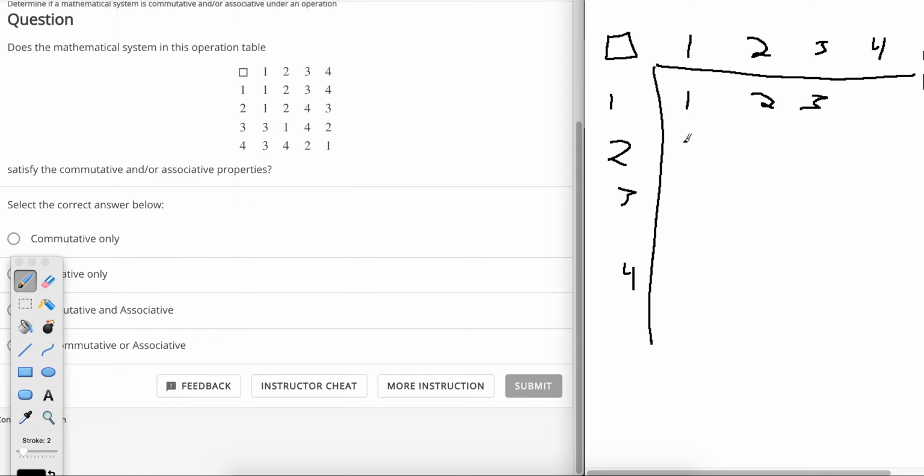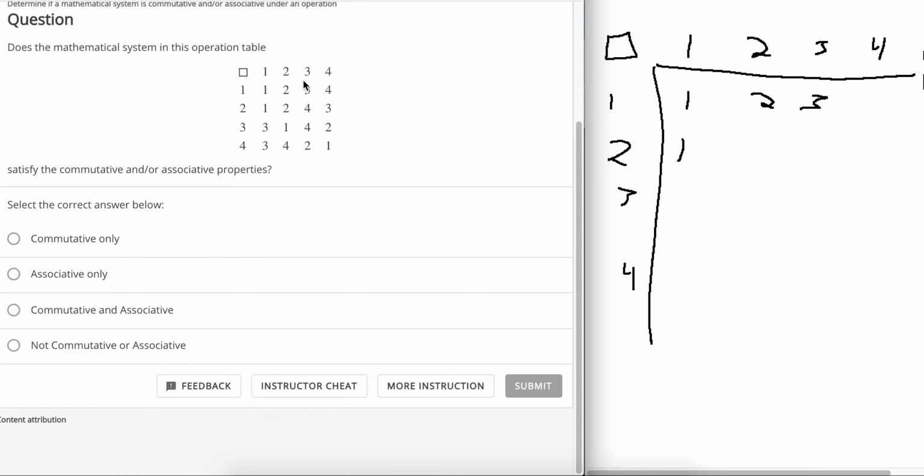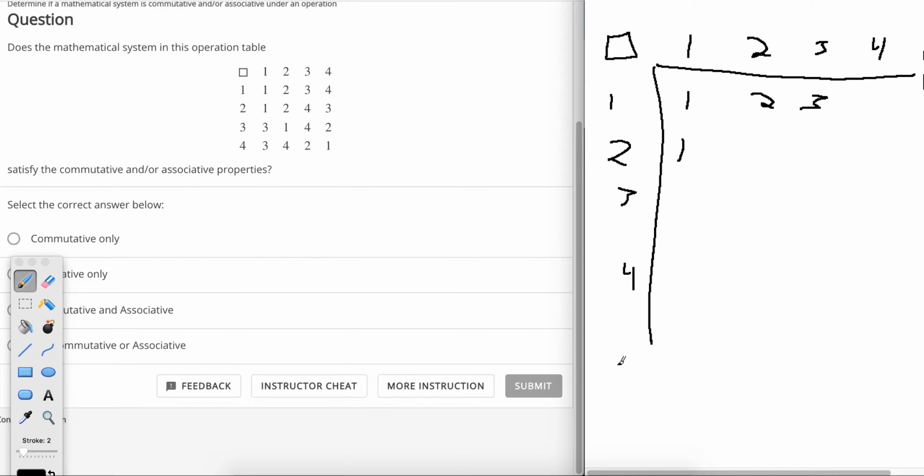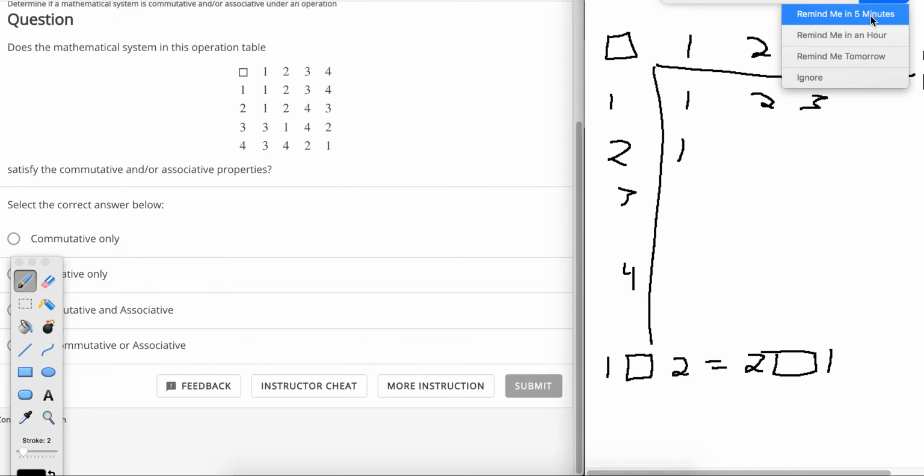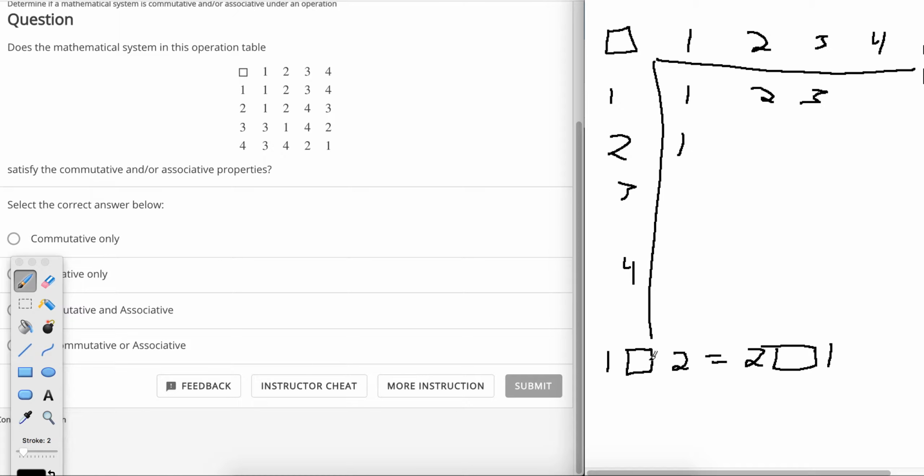So you can see how I'm copying the table over, right? You can just imagine a line going vertically here and a line going horizontally. Anyway, commutative and associative properties are the same as what you've learned before. Remember, the commutative property would be if you could take 1 square 2, and that should equal 2 square 1. The commutative property means you could reorder things and they make the same thing. Okay? So let's check that.